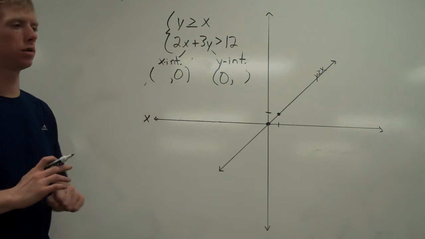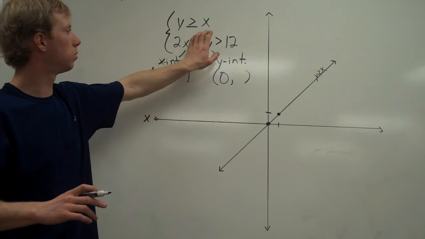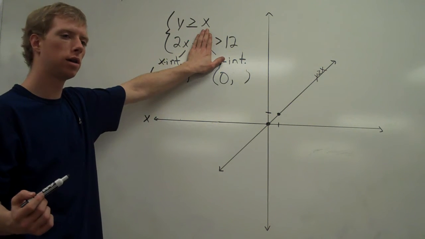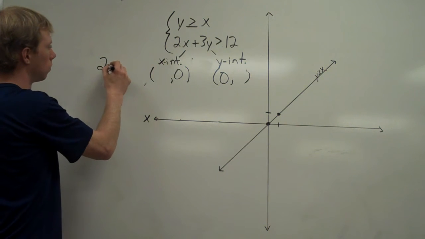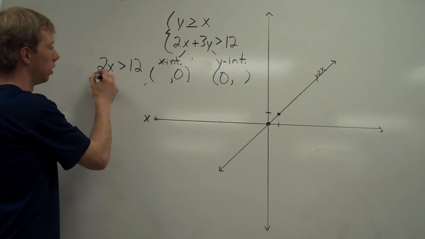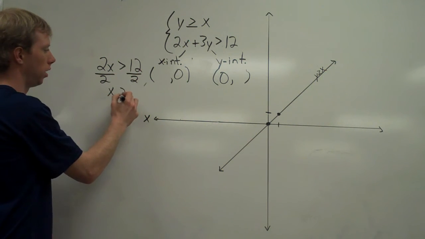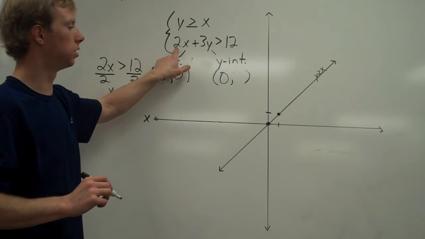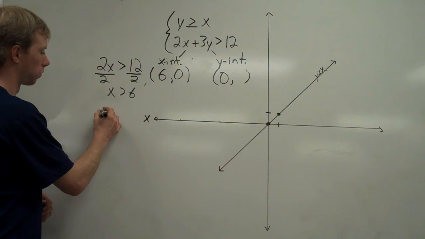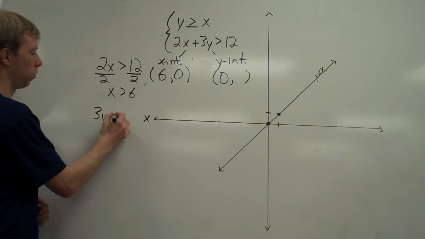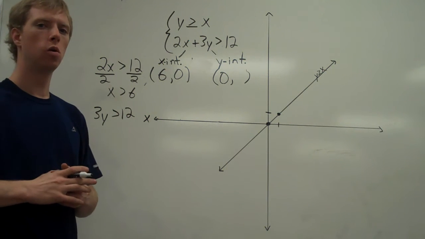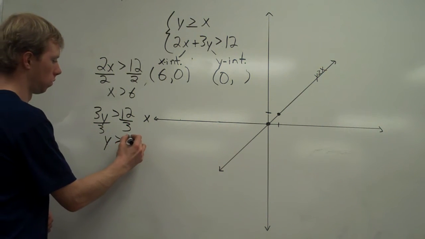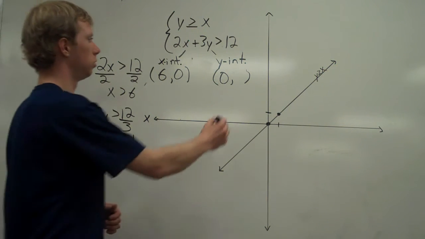To solve for this point, I set y equal to 0. 3 times 0 is 0. Then I end up with 2x greater than 12. Isolate the x by dividing by 2. And I get x would be 6. Now on this second one, I'm going to set x equal to 0. 2 times 0 is 0. What that will leave me with is 3y is greater than 12. What I do here is again isolate the y by dividing by 3. And y is going to be 4.